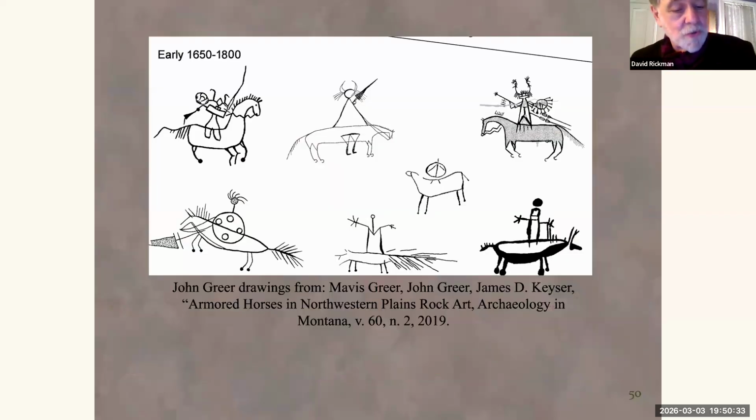Warriors on unarmored horses also appear in early rock art, and I'm going to have to open myself up to criticism on this one because I don't know which of these actually might date from as early as 1650 to 1750. But none of these horses, at any rate, are armored because you can see their tails.